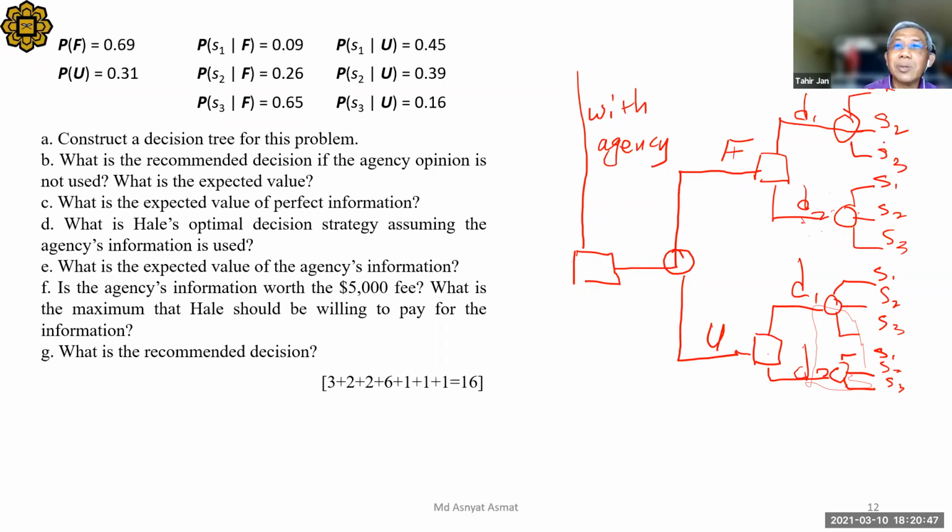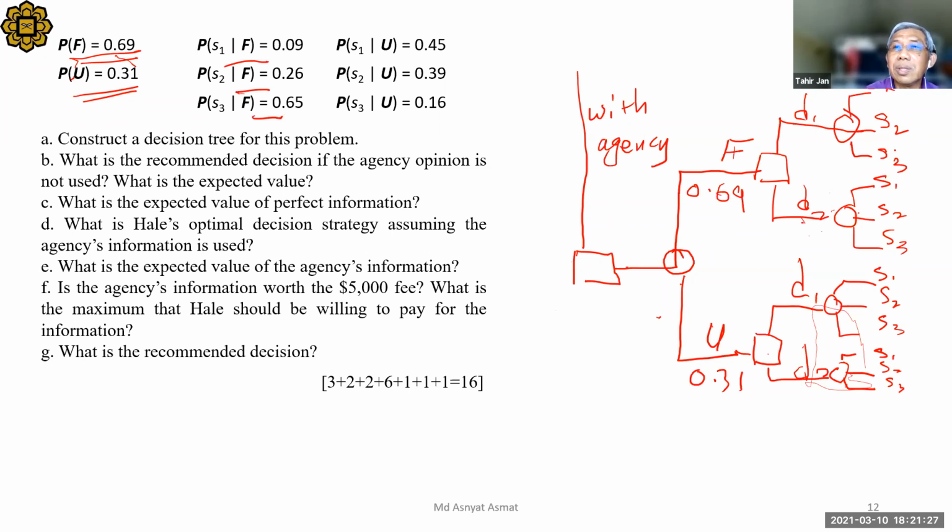And then you write the payoff. You write the probability. Now you have the probability of S1 given F. What is the probability of F first? So you are given 0.69 for favorable, here this one. Unfavorable 0.31. Then you are given this set of information used for the top branch.